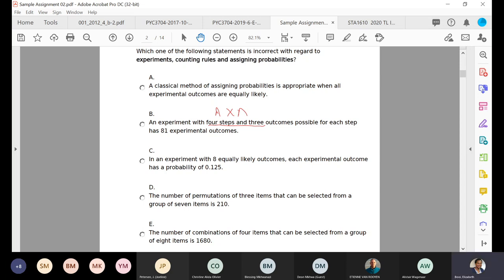C, in an experiment with 8 likely outcomes, each experimental outcome has a probability of 0.18. And yeah, we're talking about the n factorials. So we're going to use the factorials to find that probability.